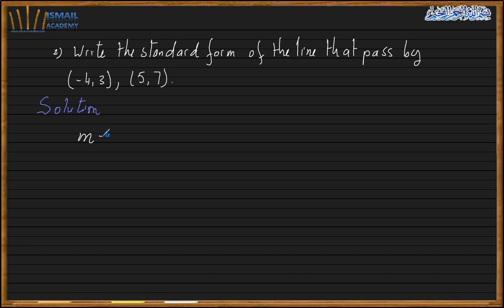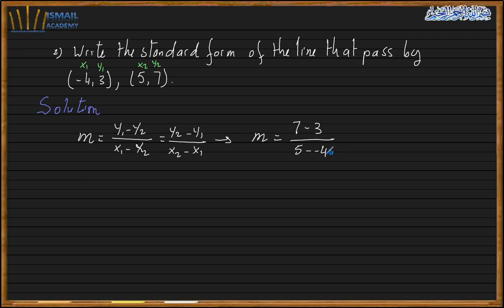I know that the slope is y1 minus y2 over x1 minus x2, or y2 minus y1 over x2 minus x1. I will choose the second one. So this is my x1, y1, and this is x2, y2. I will do 7 minus 3 over 5 minus (-4). So it's going to be 4 over 5 plus 4, which is 4 over 9. Now I have my slope.